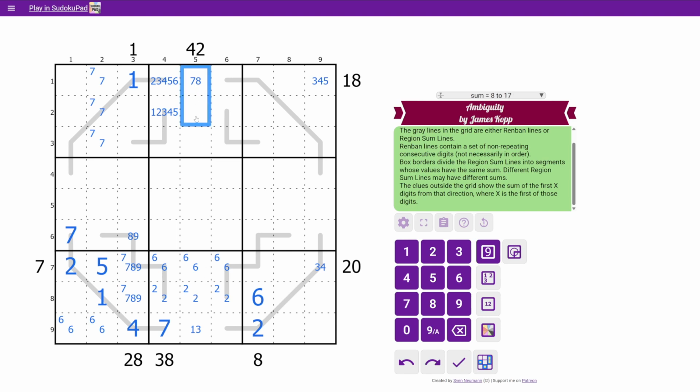This is 7 or 8. If it was 7, this was 1, 2, which is still possible. If it was 8, this was 3, which is still possible. It would put the 3 there, and the 3 up here. Is 5 still possible there?